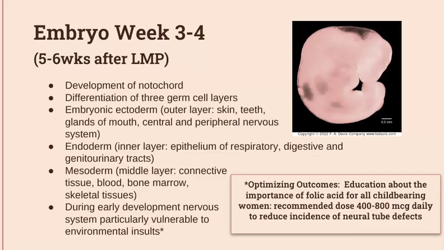After about 5 to 6 weeks after the last menstrual period, you have the development of the notochord, precursor to brain and spinal cord, and the differentiation of the 3 germ cell layers. You don't need to know this. What you need to know is that all of this early development, the nervous system, is particularly vulnerable to environmental insults. So by 5 to 6 weeks after your last menstrual period, all of this has happened: skin, teeth, the inner layer, the middle layer, bone marrow, skeletal tissues, blood, brain and spinal cord.